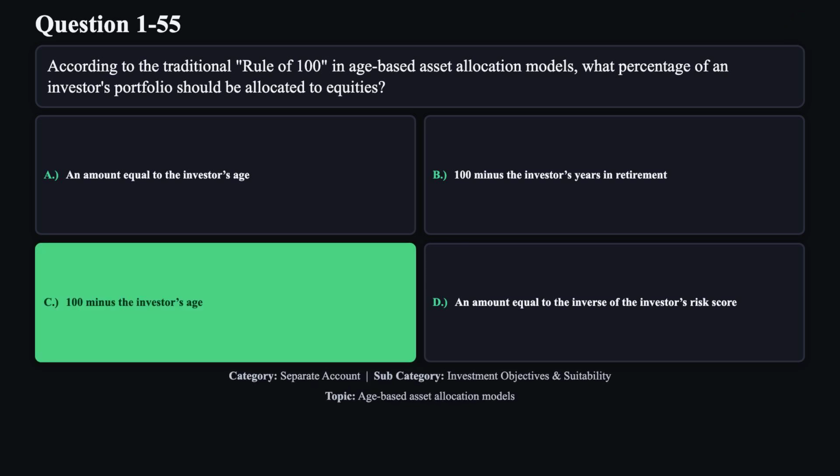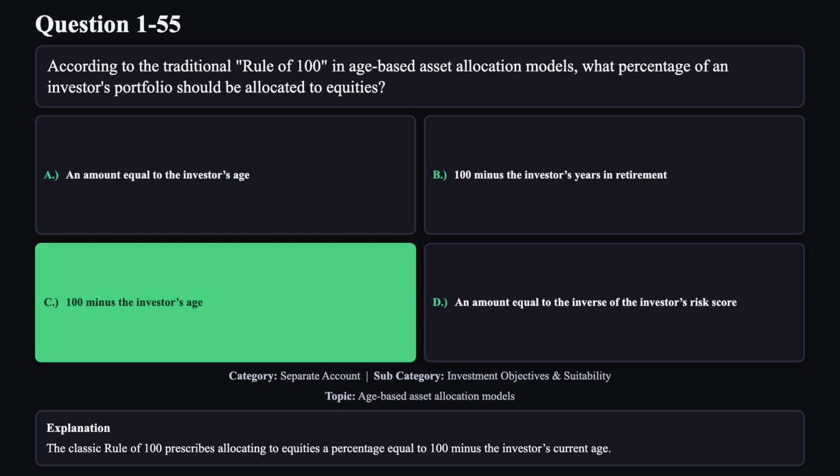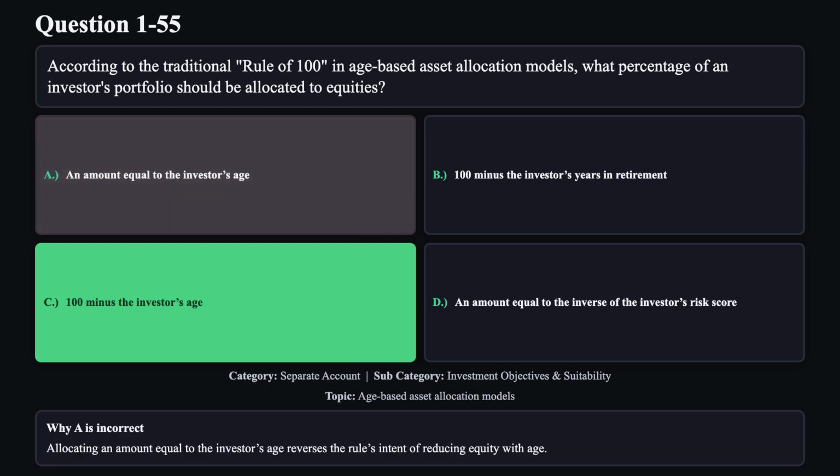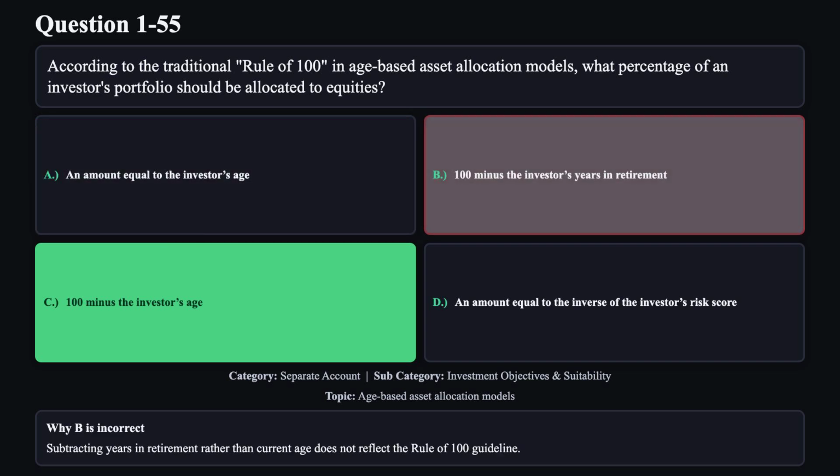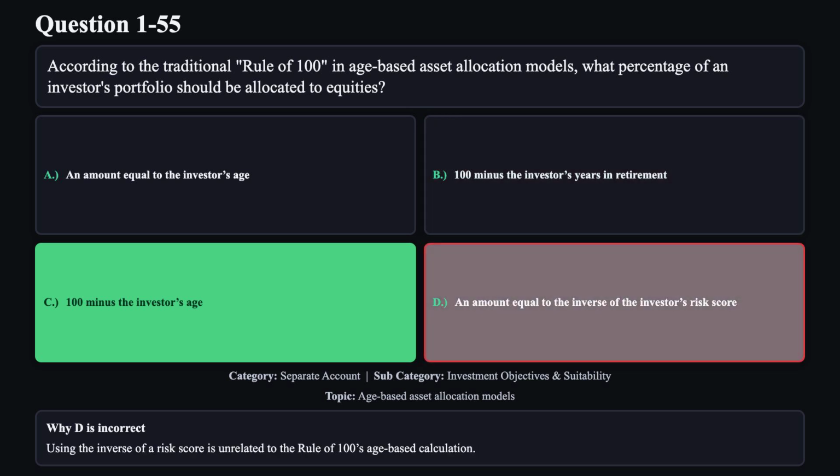The correct answer is C. The classic rule of 100 prescribes allocating to equities a percentage equal to 100 minus the investor's current age. Reason A is not correct. Allocating an amount equal to the investor's age reverses the rule's intent of reducing equity with age. Reason B is not correct. Subtracting years in retirement rather than current age does not reflect the rule of 100 guideline. Reason D is not correct. Using the inverse of a risk score is unrelated to the rule of 100's age-based calculation.